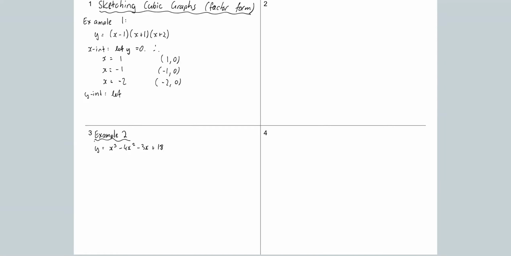Second thing is working out the y-intercept. And to do that, we let x equal 0. And when it's in factored form already, basically just ignore the x's and then multiply the numbers together. So you've got minus 1 times 1 is minus 1, times 2 is minus 2. So you've got y equals minus 2, (0, minus 2).